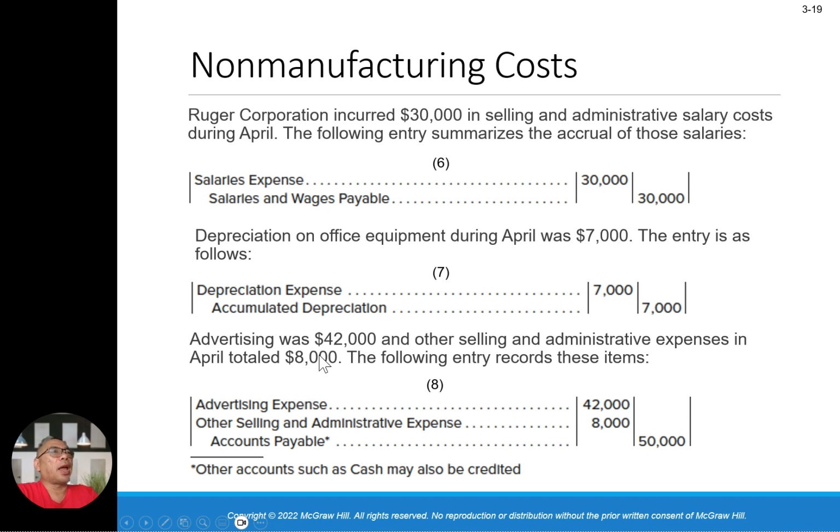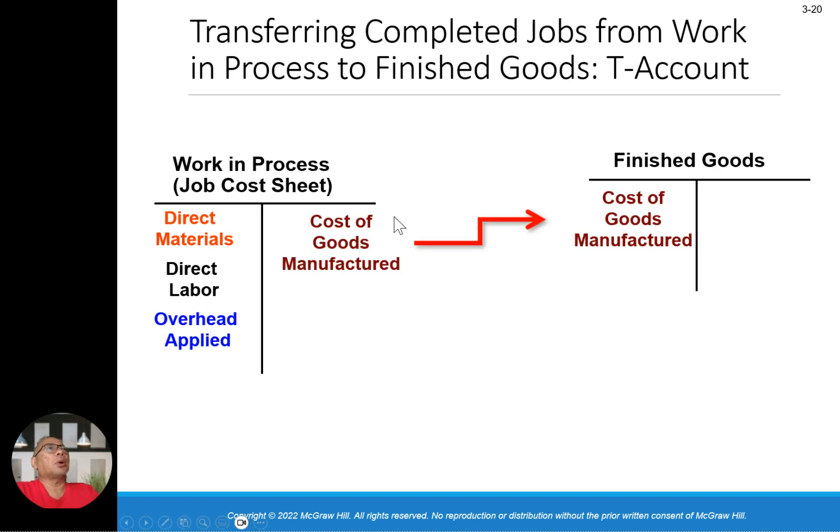The third one: advertising was 42,000 and other selling expense 8,000. So how are you going to book it? Advertising expense debit is 42,000. Other selling expense 8,000 debit. So accounts payable credit is 50,000. You combine both. So what happens here? Cost of goods manufactured on the job cost sheet is credited, and going into the cost of finished goods, cost of goods manufactured is debited. Okay?